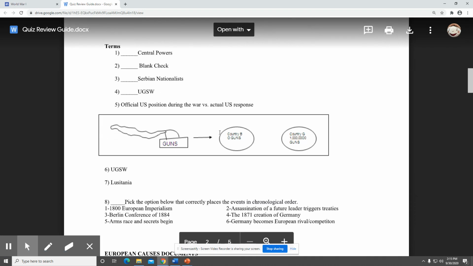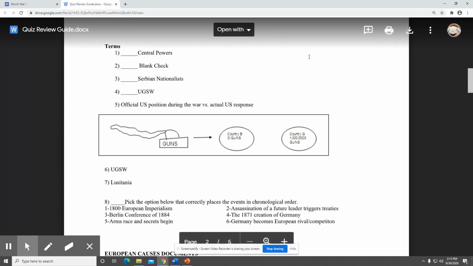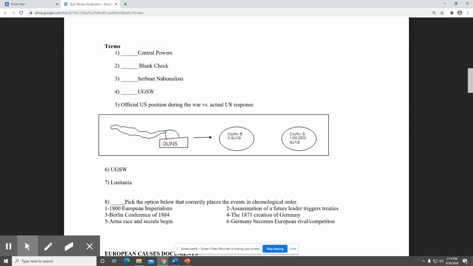So this looks like the multiple choice section here where you'll have to know UGSW, which is Unrestricted German Submarine Warfare. And then this would be like a multiple choice bank where you would see A, B, C, D, E, and then you just kind of have to match them up. This part is kind of tricky. Like Serbian nationalists, that could be a reference to Princip. That could be a reference to the Austro-Hungarian Empire, imperialism, the assassination of Ferdinand. So it could mean multiple things.